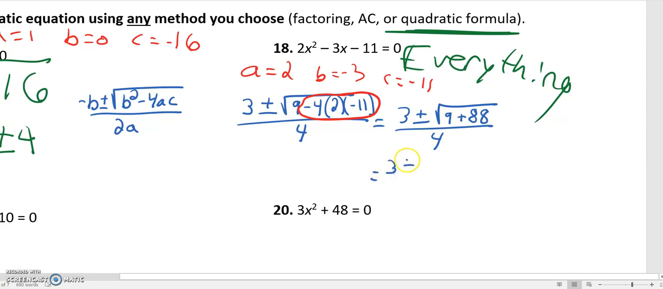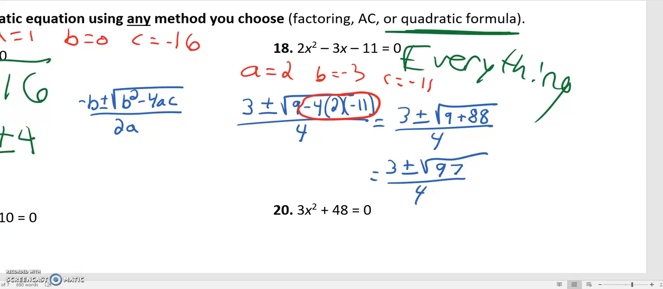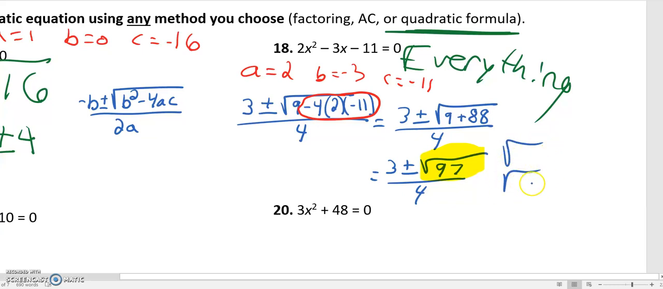Keep simplifying, plus or minus. This will be the square root of 97 over 4. Please make sure you then check to see if this right here can reduce to anything. Can it become a square root of a square root? If not, then this will be your answer.